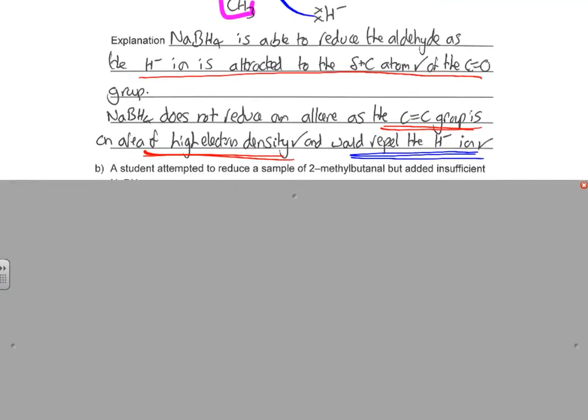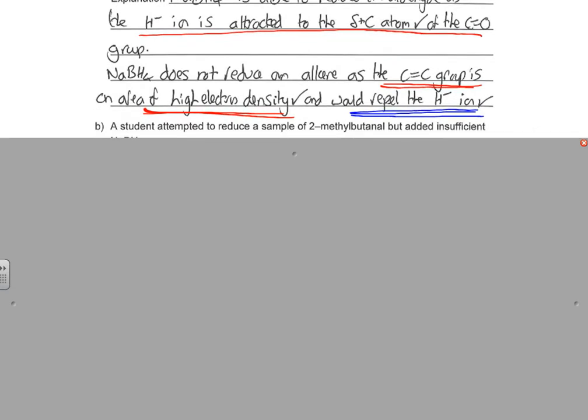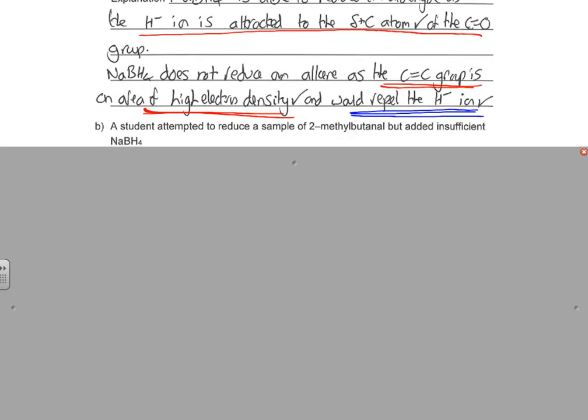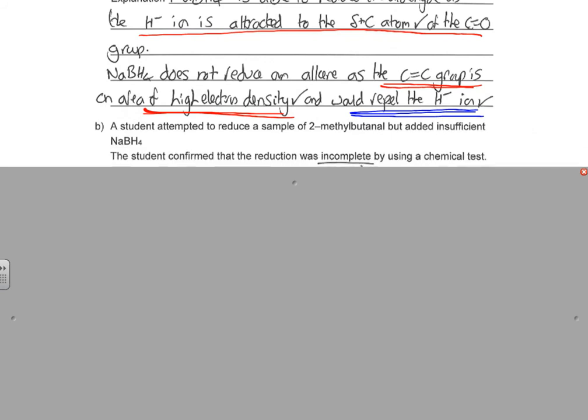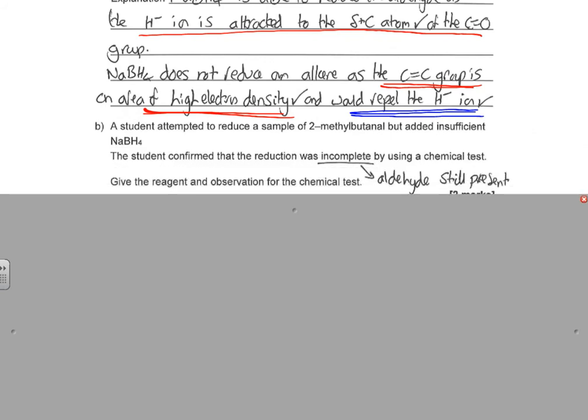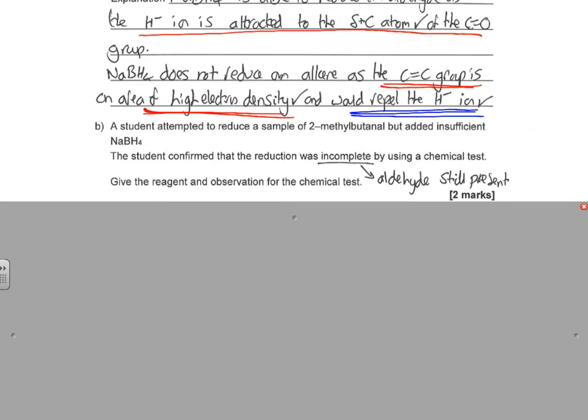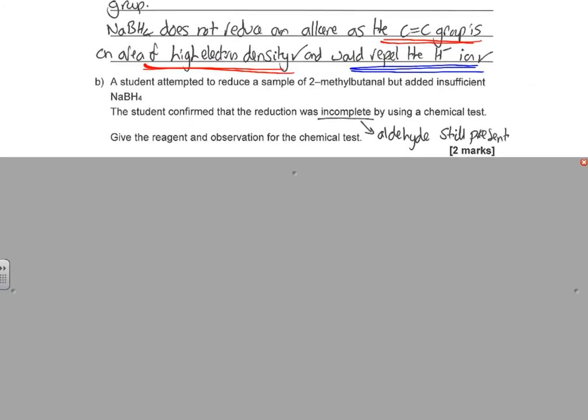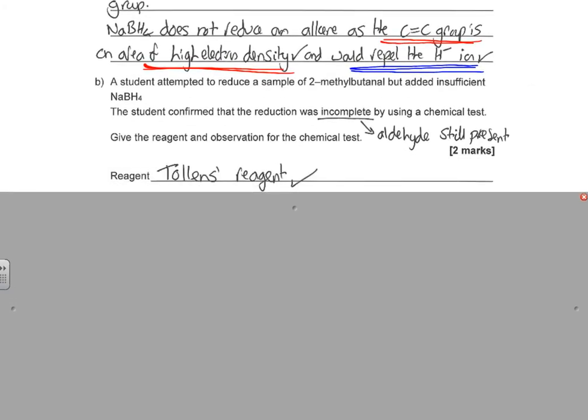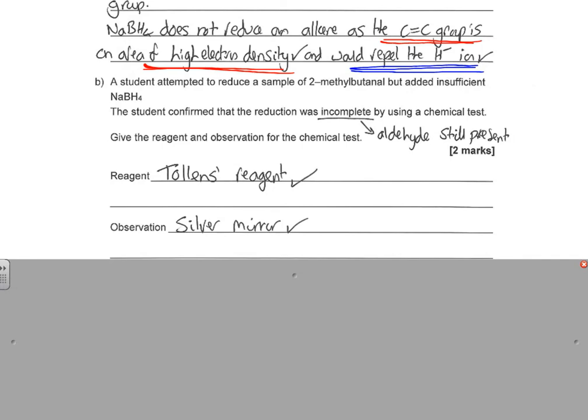Now for part B, you can see here a student's attempted to reduce this sample, but they've not added enough sodium borohydride. So we can confirm that the reduction was incomplete by using a chemical test, and by confirming it's incomplete, you can see a little note to myself I've written there. That tells me that the aldehyde is still present, it hasn't all reacted. So I need to come up with a chemical test for the aldehyde. The one I've come up with here is to use Tollens' reagent. That would of course give me a silver mirror.